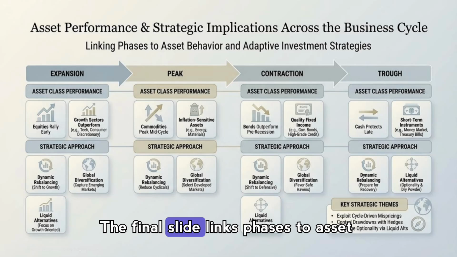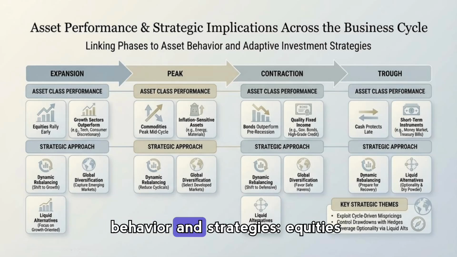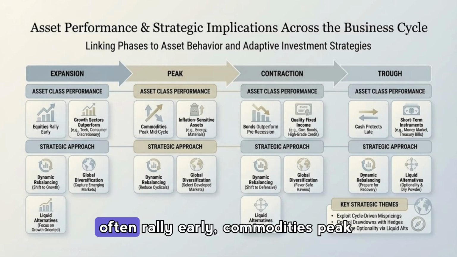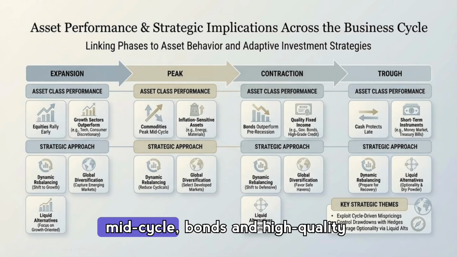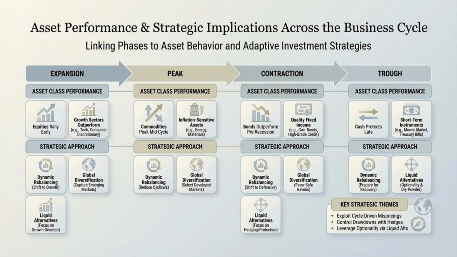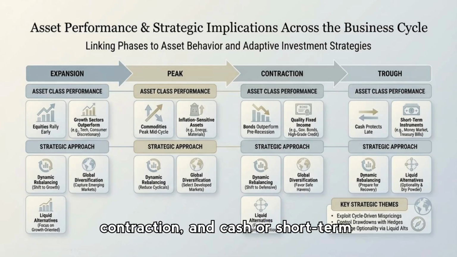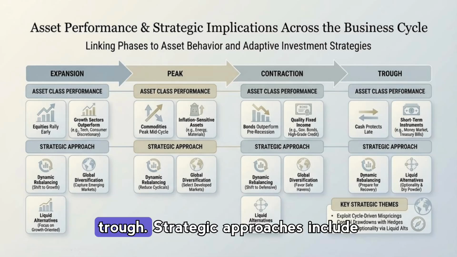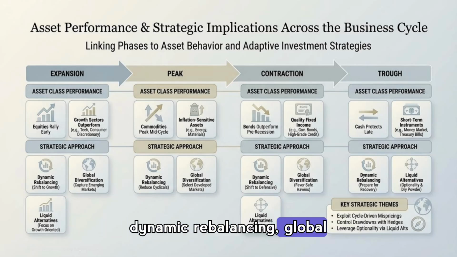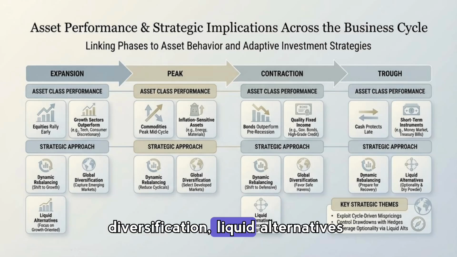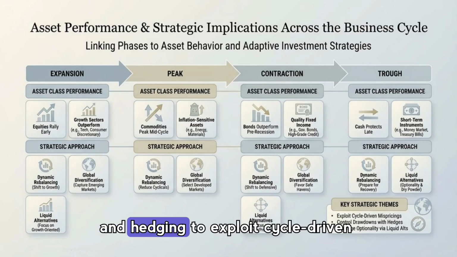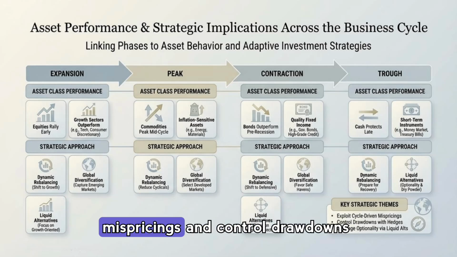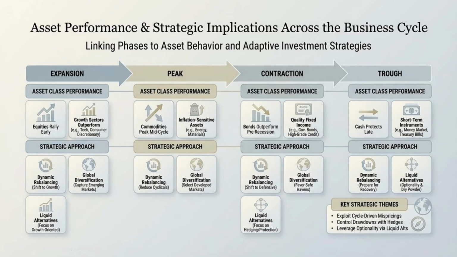The final slide links phases to asset behavior and strategies. Equities often rally early, commodities peak mid-cycle, bonds and high-quality credit outperform during contraction, and cash, or short-term instruments, protect capital at the trough. Strategic approaches include dynamic rebalancing, global diversification, liquid alternatives, and hedging to exploit cycle-driven mispricings and control drawdowns, while preserving optionality for the next expansion.